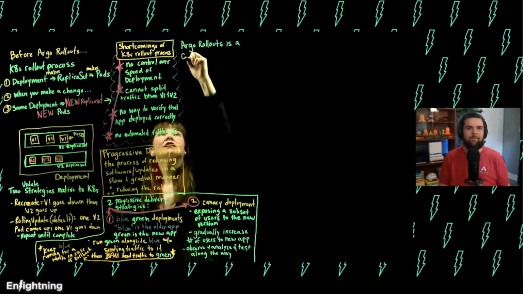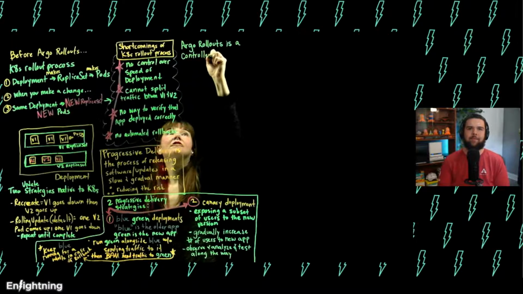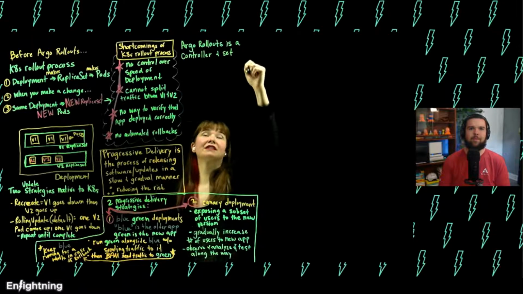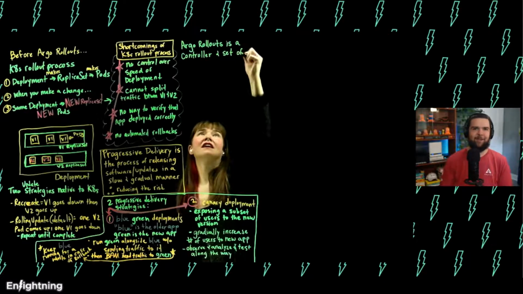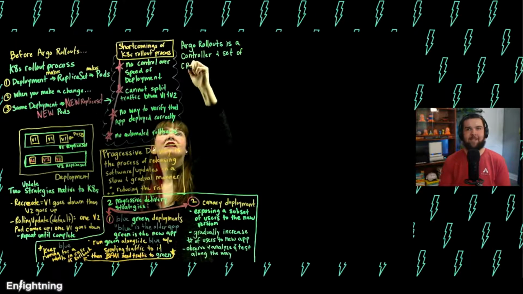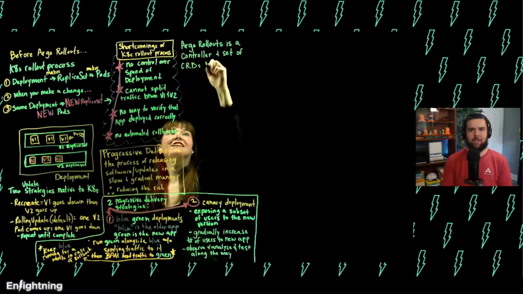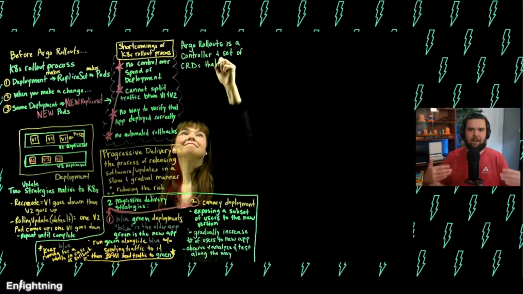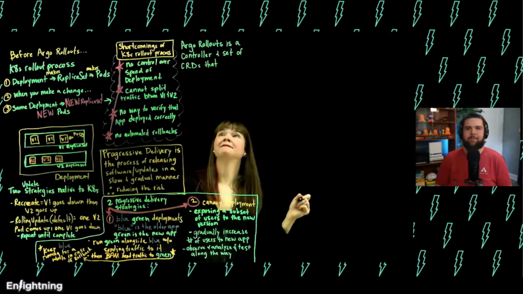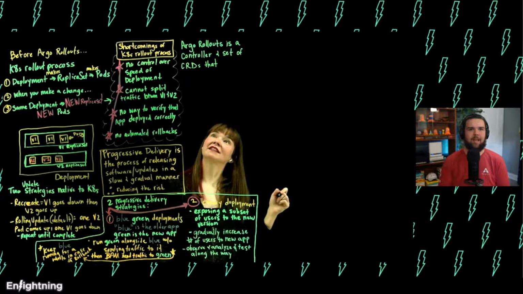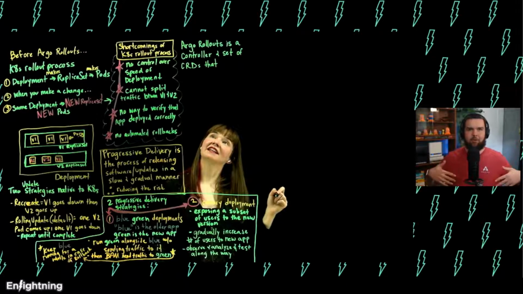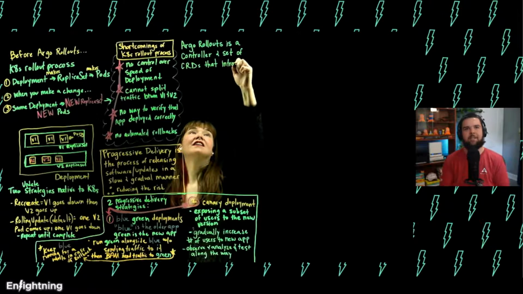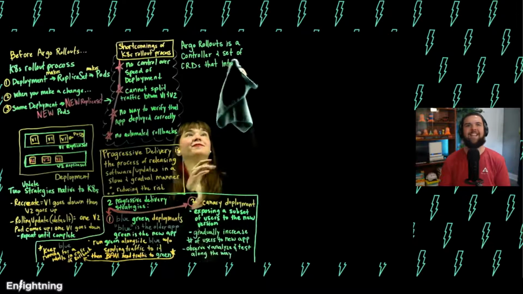It's a controller and set of CRDs, which stands for custom resource definitions. Yeah, that's important to include. It provides custom resource definitions, which introduce a new resource type into Kubernetes that you can then create instances of. Okay, and then what's the rest? It's a controller and set of CRDs that introduce progressive delivery functionality into Kubernetes. I'm going to say add.